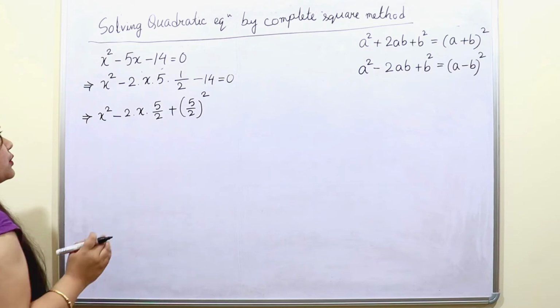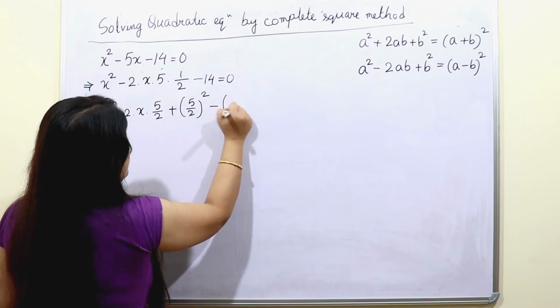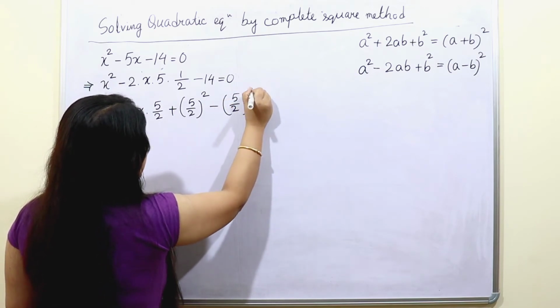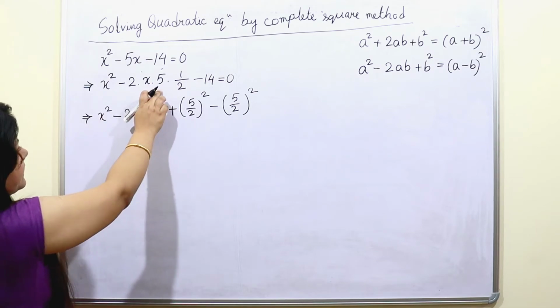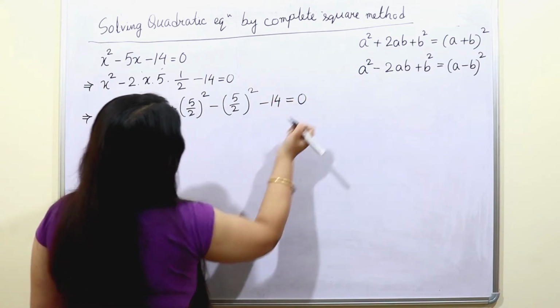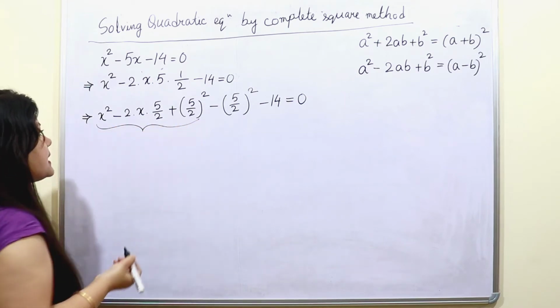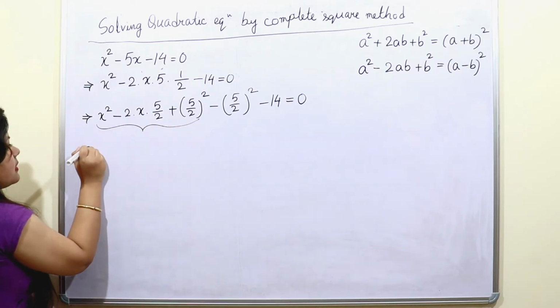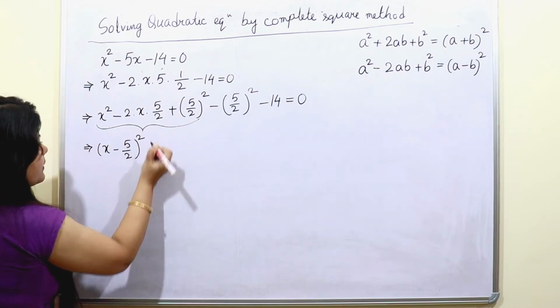Now since 5 by 2 whole square is not present in this equation, we have added this term ourselves. That's why we have to write minus (5 by 2) whole square, so that after simplification we get the same value as in the second line. Here the remaining term is minus 14, so minus 14 is equal to 0. Now these three terms are equal to (a - b) whole square, so it becomes (x - 5 by 2) whole square.